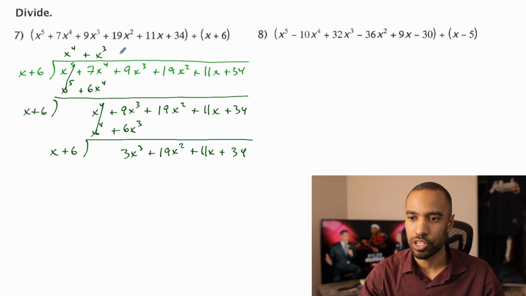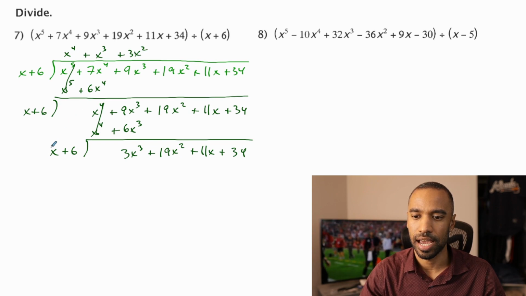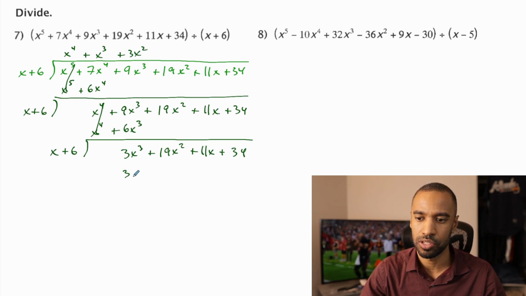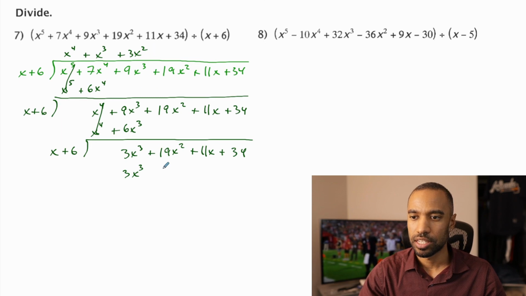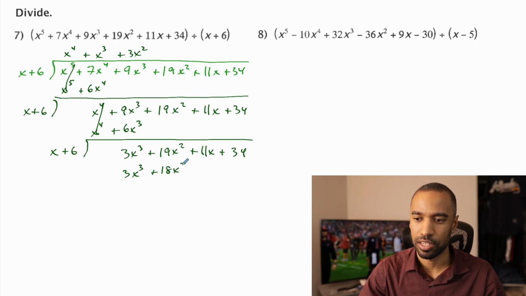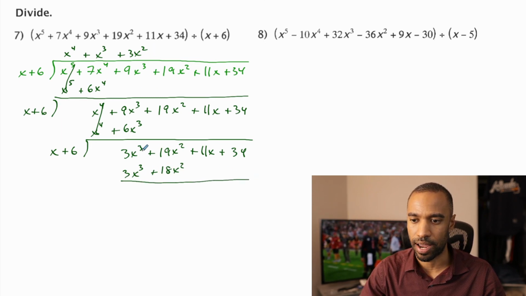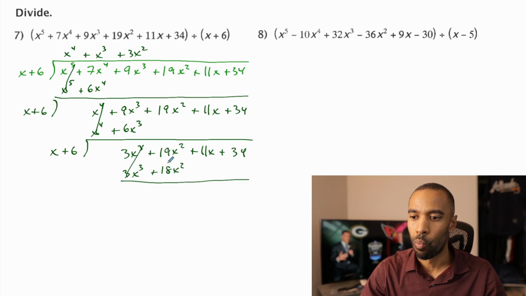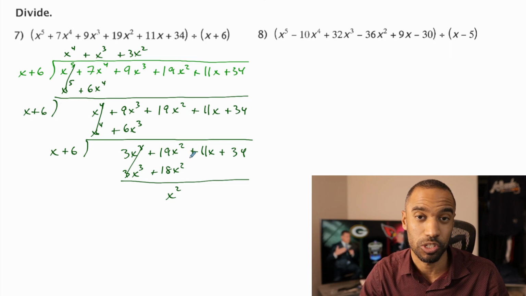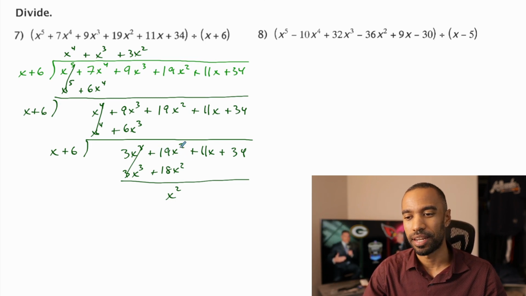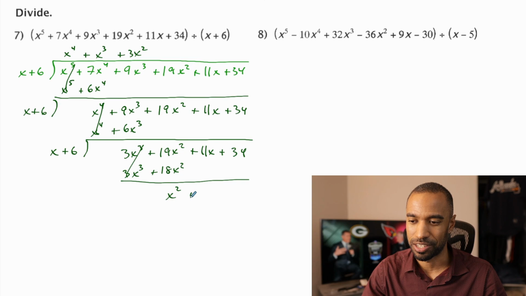X goes into 3x cubed 3x squared times, as x times 3x squared is 3x cubed. 6 times 3x squared is 18x squared. And as we subtract there, 0. And 1x squared, as I reminded you. 19x squared minus 19x squared would be 0x squared, but 19x squared minus 18x squared is 1x squared, or just x squared.